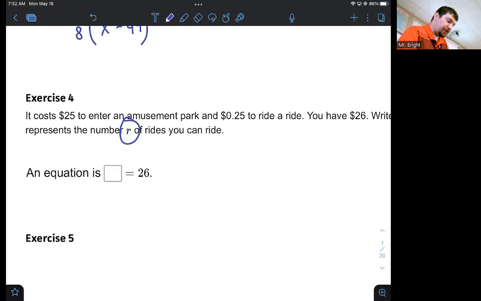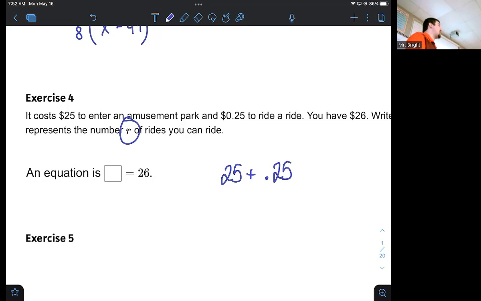So the first thing you're going to do is pay $25. That's going to eat up a pretty big chunk of your total money. Plus, what are you going to do after you're inside the park? Ride a ride, exactly. And we want to know how many rides we could ride. Each ride costs 25 cents. If I was only riding one ride, I'd just say $25 plus a quarter. That's how much money I'm going to spend.